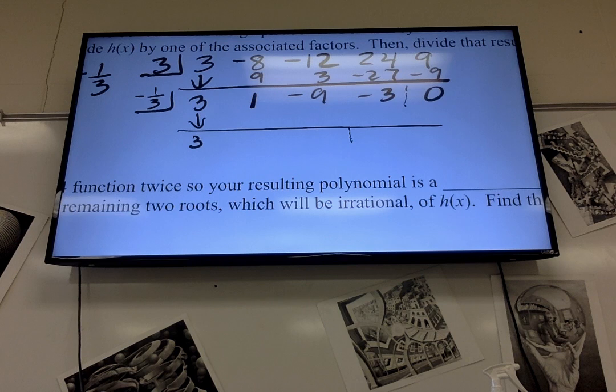3 goes into 3 once. 1 times negative 1 is negative 1. 0. 0 times anything is 0. Add that, you get negative 9. 3 goes into negative 9 negative 3 times. Negative 3 times negative 1 is positive 3. So it works.